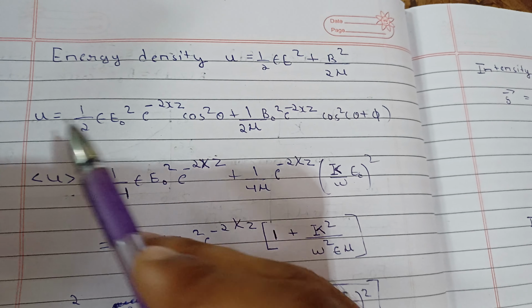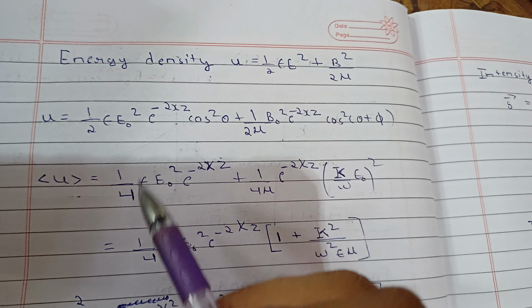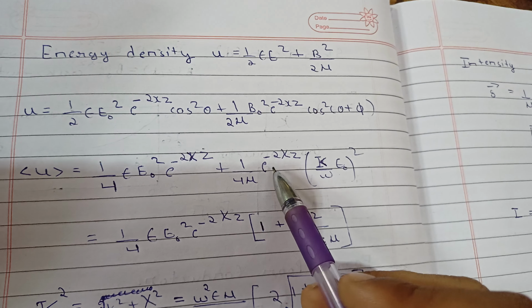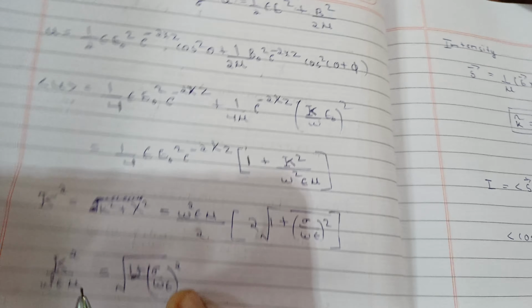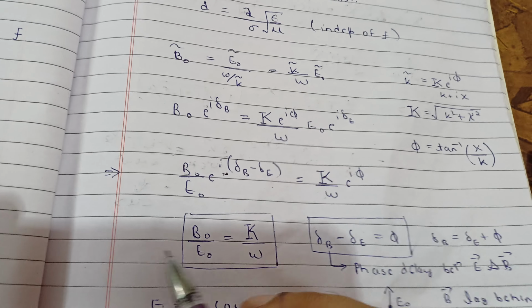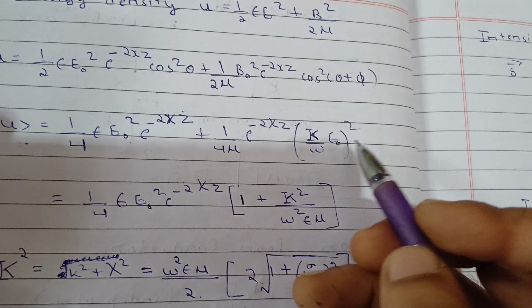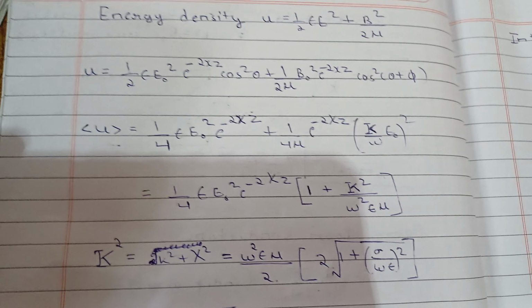Now the average value of cos squared theta will give you 1 upon 2, so it will become 1 upon 4 here, and this will also give you 1 upon 2, so it will become 1 upon 4. And from here B naught squared, as written, B naught is nothing but, we just found this relation, B naught will be capital K by omega E naught, so B naught squared will give you K squared E naught squared divided by omega squared.